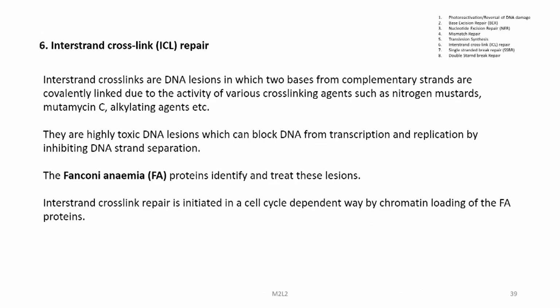Let us now discuss the sixth type of DNA repair, which is interstrand crosslink repair. Interstrand crosslinks are DNA lesions in which two bases from complementary strands are covalently linked due to the activity of various cross-linking agents such as nitrogen mustards, mitomycin C, alkylating agents, etc. They are highly toxic DNA lesions and can block DNA transcription and replication by inhibiting DNA strand separation. The Fanconi anemia proteins identify and treat these lesions. Interstrand crosslink repair is initiated in a cell cycle dependent way by chromatin loading of the FA proteins.